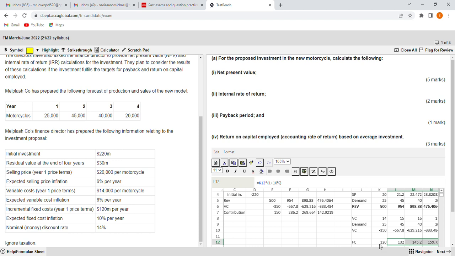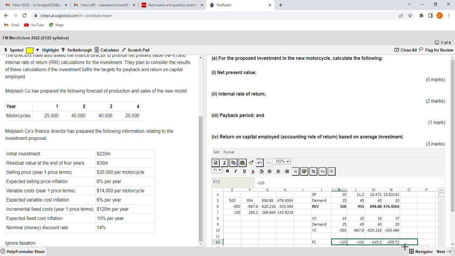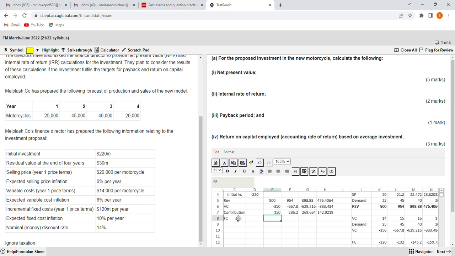Okay. It's a negative figure. It's a very big negative figure. First cost is negative. You drag it to the end of the years, that is year 4. So here's the first cost. First cost equal to everything here. Drag it to year 4 to get your net cash flow.